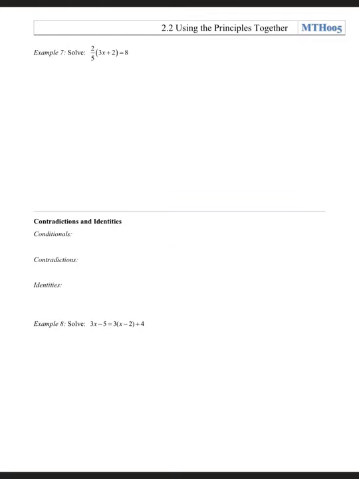Okay, next page. Ooh, another one. So let's go ahead and try this one. The difference here is now we have some distributing. Look back at those steps we have. We said that you always want to distribute first and then clear your fractions. So I want you to go ahead, pause the video, and try working through this one.